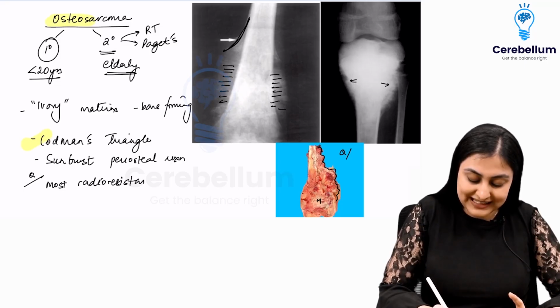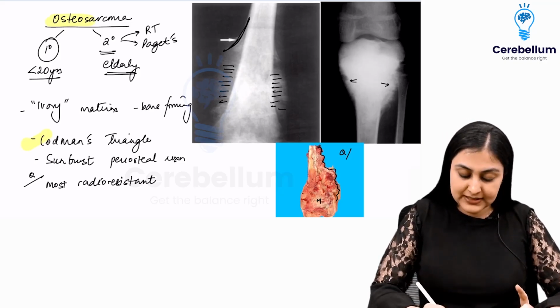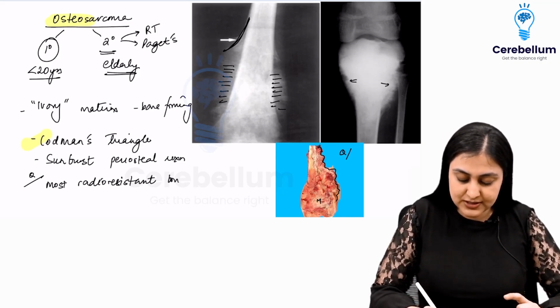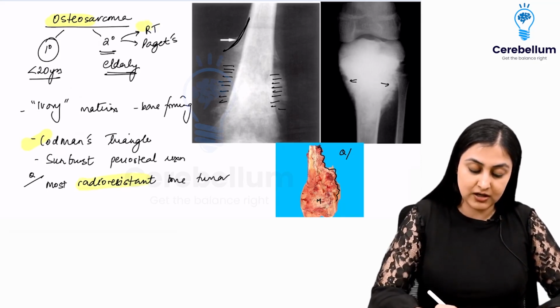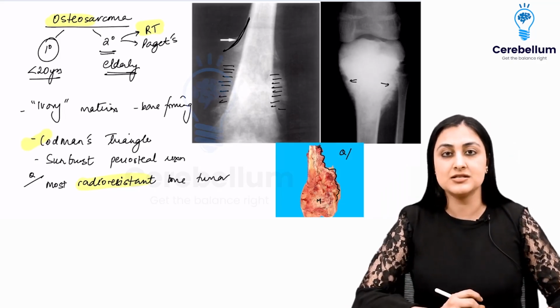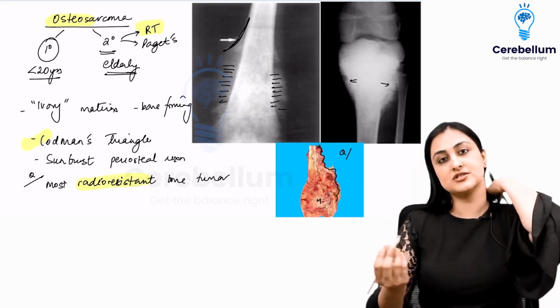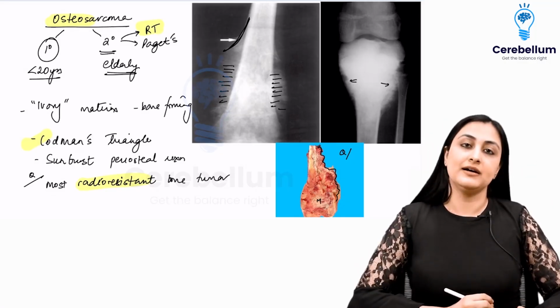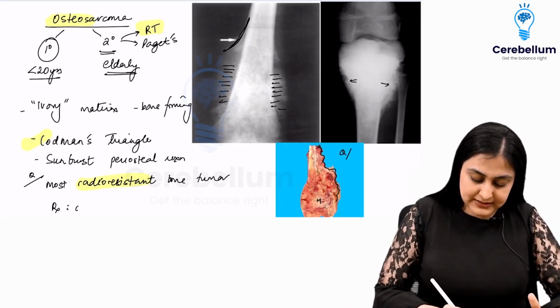We just talked about Ewing sarcoma, that's the most radio sensitive bone tumor. This right here is the most radio resistant bone tumor. Pretty ironical considering it occurs because of radiation as a risk factor, right? So it itself is radio resistant, but radiation is a risk factor for osteosarcoma to occur.